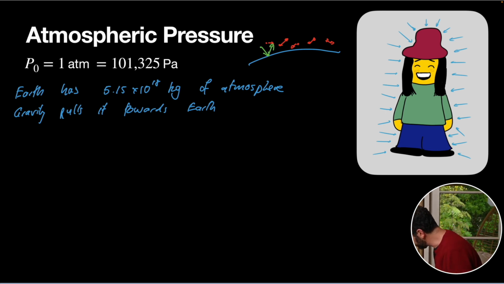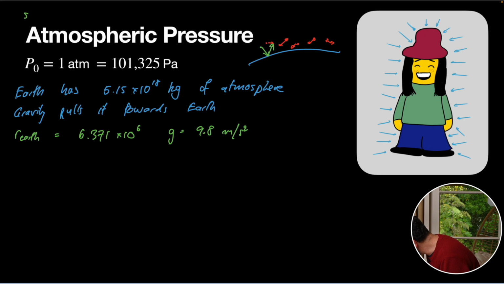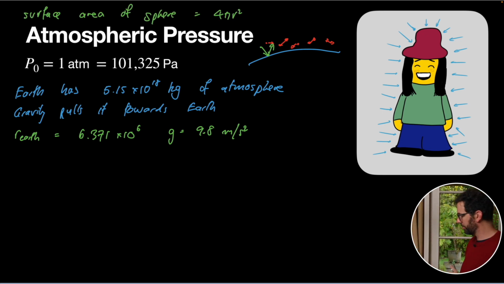So with a couple of other facts, we can figure out how big this force must be. The radius of the Earth is about 6,371 kilometers. We know that gravity is 9.8 meters per second squared, so we can work out the weight force of the atmosphere. And we also know that the surface area of a sphere is 4 pi times the radius of the sphere squared. So that will give us a way of working out the area of the Earth's surface.